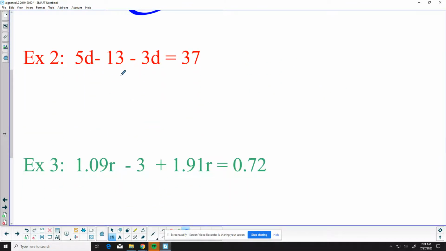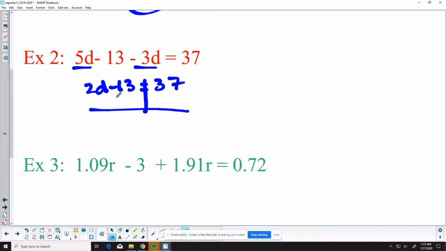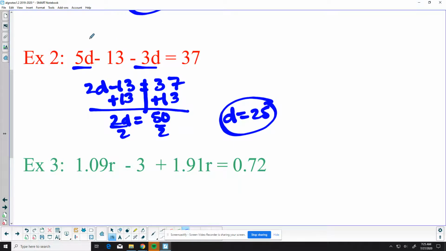You can see it's got 3 terms, and you can see that there's a 5D and a -3D. Well, I'm going to start with combining like terms because on the left we have to combine like terms before we start moving things around. So 5D and -3D is 2D. And then I'm going to add 13 to both sides. Let's see, that would be 50, and then divide by 2, which would make my answer 25. And again, I should be able to take the 25 and put it here and use my calculator, and it should make a true sentence.